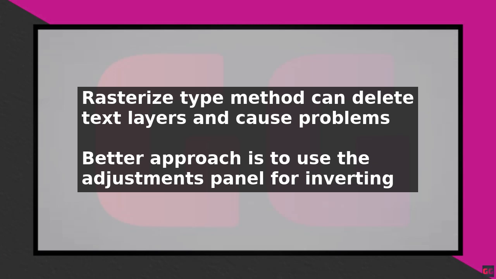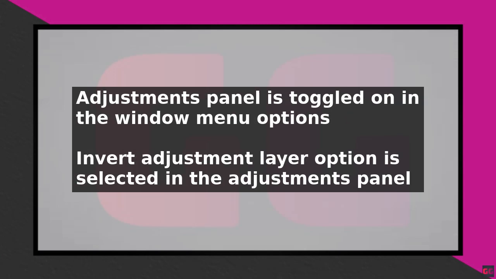But this method can be problematic, as it may delete the text altogether. A better approach is to go to the Window menu and toggle on the Adjustments panel, ensuring that it has a check mark next to it. This will open the Adjustments tab, which will appear on the right side of the screen, although its location may vary depending on your setup.